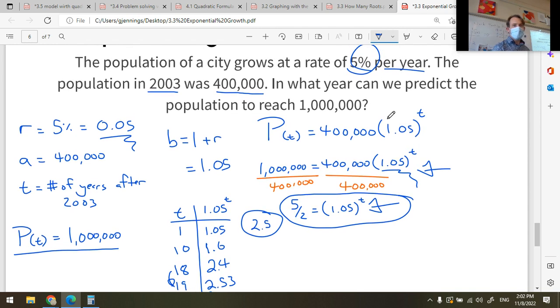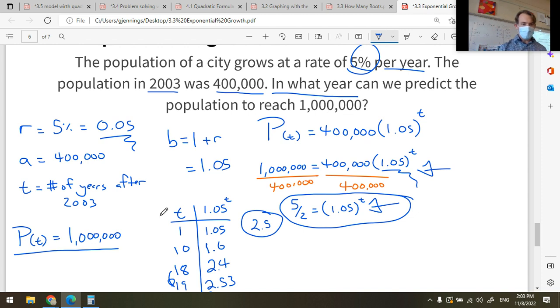Now we look carefully at the question, in what year can we predict the population to reach 1 million? So if Caden bullseyed it and said 19 is the closest integer, and then added 19 to 2003, he would get 2022, and he'd be incorrect. Because at the beginning of 2022, the growth has already exceeded that amount. We were asked, when does the population cross 1 million?